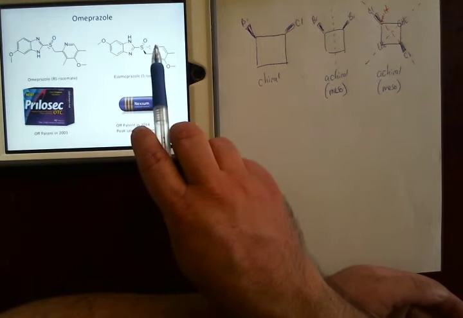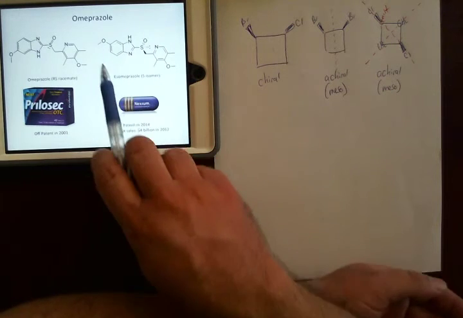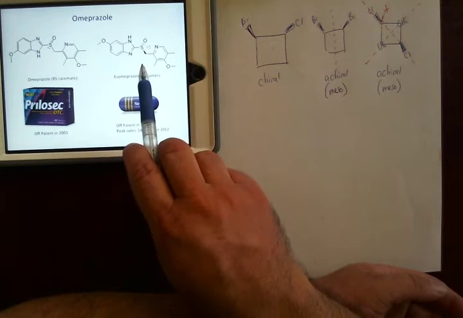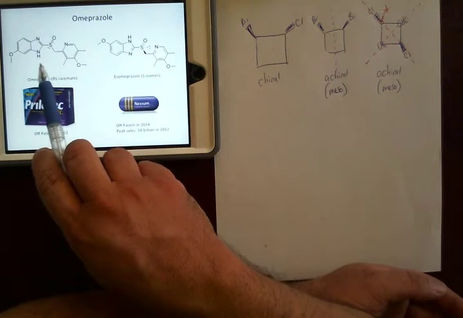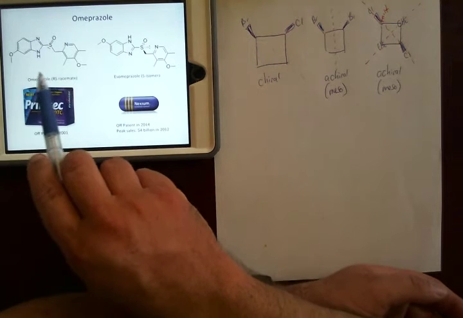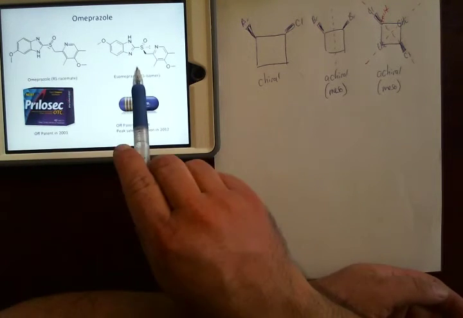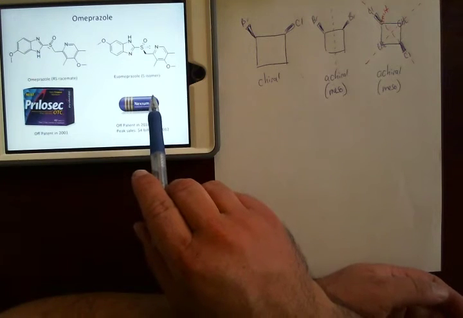And then lo and behold, what happens is this works better. But what's actually happening is you have 5 milligrams of the S and 5 milligrams of the R version here. Here you have 10 milligrams of the S. So effectively what you're doing when you take this is just doubling the dose.